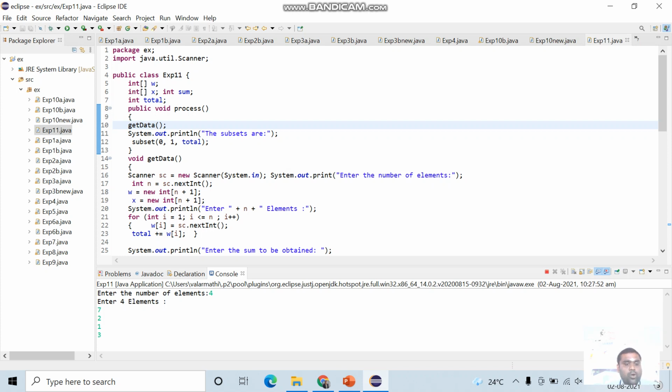3. So now 7 plus 2 plus 1 will be computed, 7 plus 3 also will be computed. When I get the result 10, so 7 comma 2 comma 1, 7 plus 2 is 9, 9 plus 1 is 10, 7 comma 3, 7 plus 3 is 10. So this is the output for this program.